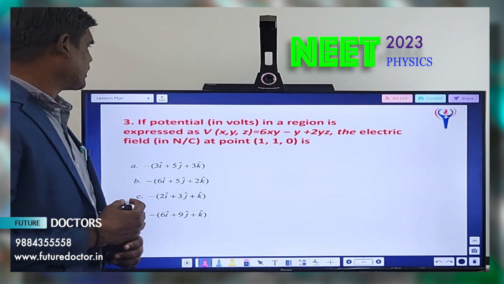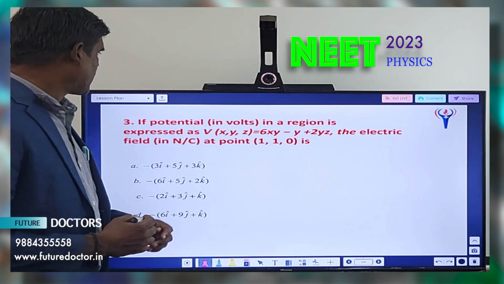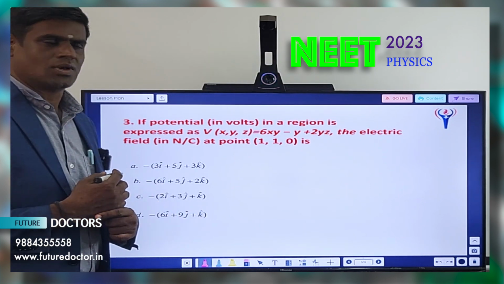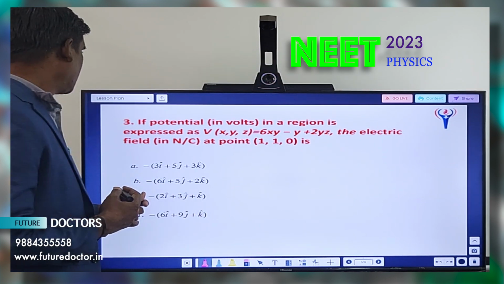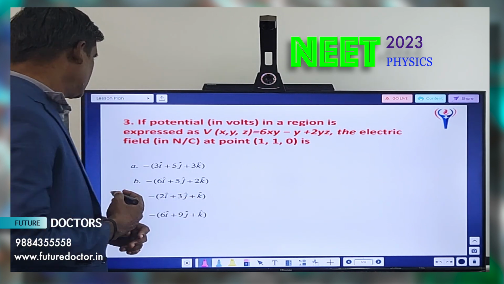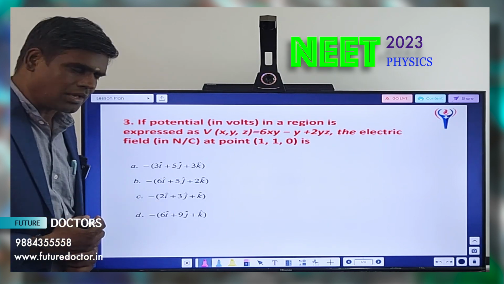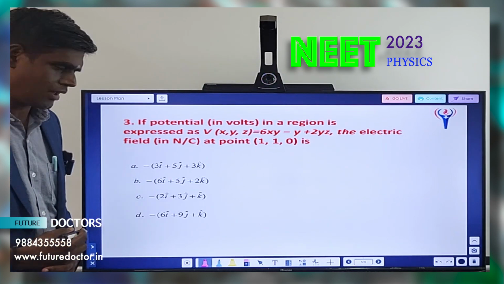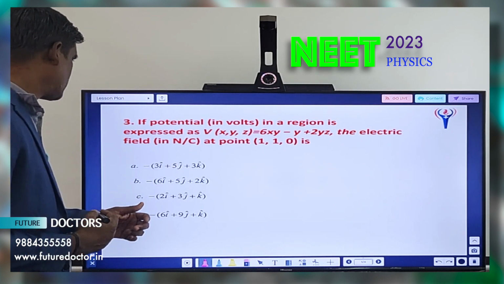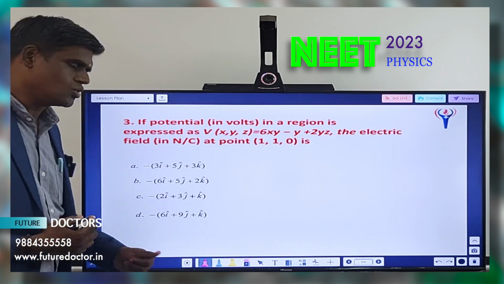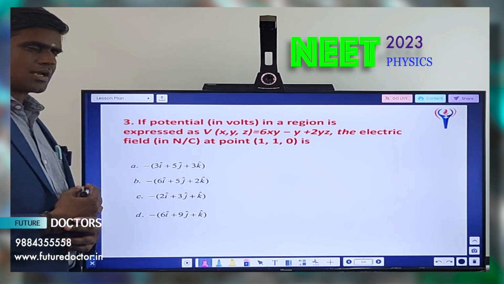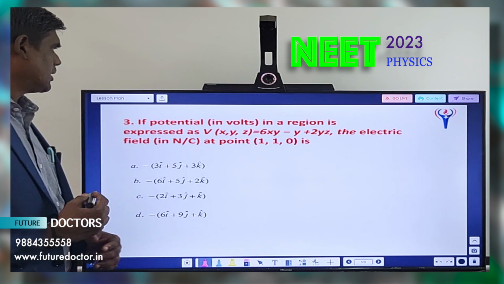If potential in volt in a region is expressed as V of x comma y comma z equal to 6xy minus y plus 2yz. Electric field in Newton per coulomb at point 1 comma 1 comma 0 is dash. Option A, minus 3i cap plus 5j cap plus 3k cap. B option, minus 6i cap plus 5j cap plus 2k cap. C option, minus 2i cap plus 3j cap plus k cap. D option, minus 6i cap plus 9j cap plus k cap.